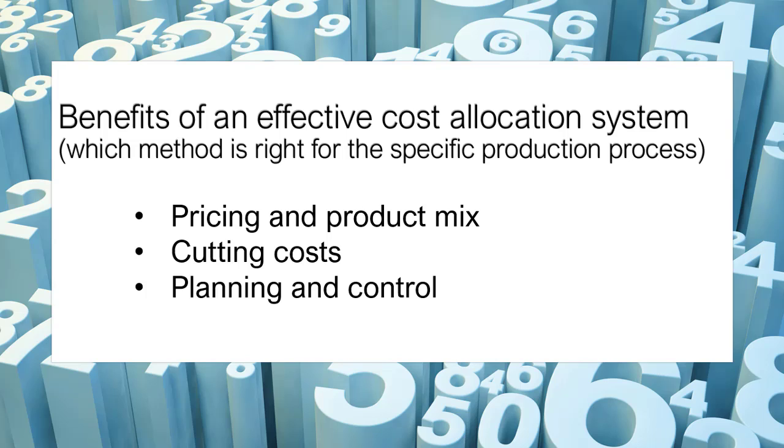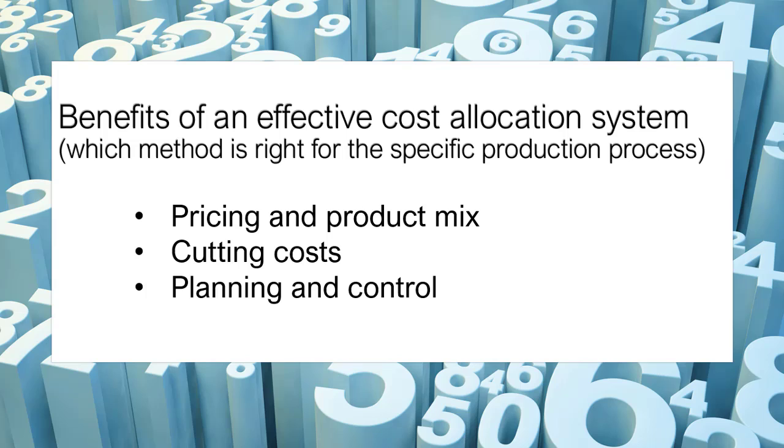When management determines that one of the allocation methods, either traditional or departmental or activity-based costing, is the most effective for their factory, then they get some benefits out of that. First of all, they get the benefit of better pricing and understanding what kind of product mix they should have. So they get better information to make better management decisions. They get better information to help them cut costs.